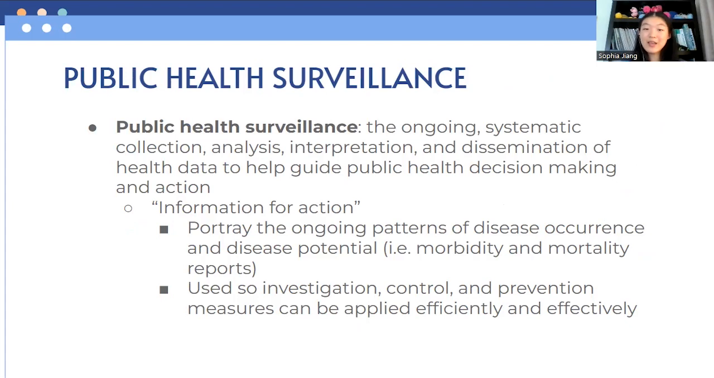It's also known as information for action because it is the first thing that most epidemiologists are going to be looking at. The purpose of public health surveillance is to portray the ongoing patterns of disease occurrence and disease potential. They get this information from morbidity and mortality reports, and it can be used so that investigation, control, and prevention measures can be applied effectively and efficiently.